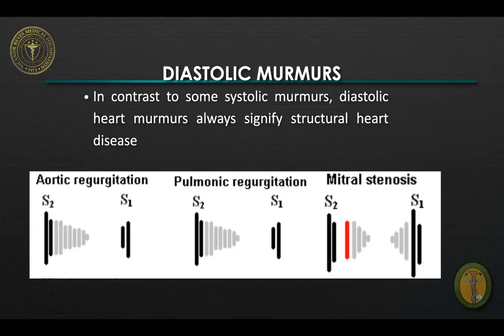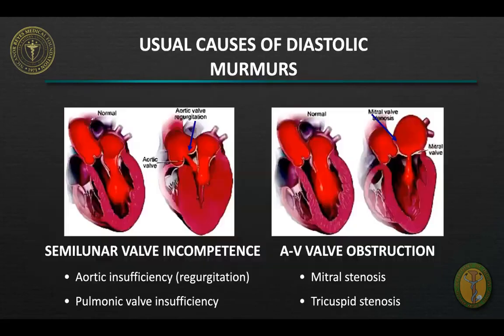Now we are through with the systolic murmurs. Let's proceed now to the diastolic murmurs. In contrast to some systolic murmurs, diastolic heart murmurs always signify structural heart disease: aortic regurgitation, pulmonic regurgitation, and mitral stenosis. The usual causes of diastolic murmurs are semilunar valve incompetence or atrioventricular valve obstruction.